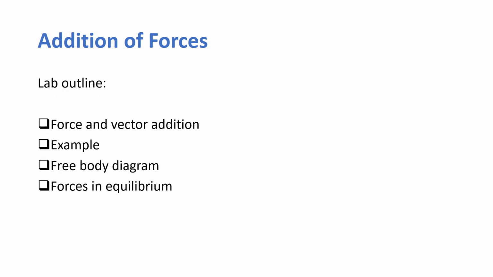Okay, what are we going to want to do for this lab? We're going to look at force and vector addition. We've done that before, so that should be good. We're going to look at an example of how to add some vectors together. We're going to look at a free body diagram again. And we're going to look at what forces look like when they are in equilibrium. As we have seen before, vector addition is very, very important, so we're going to be going over it again. My goal is for you guys to be able to do this by the end of this semester.